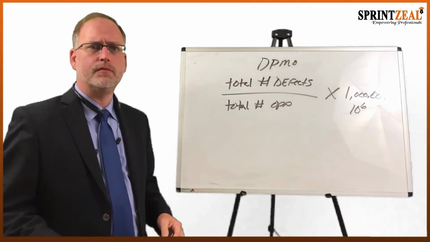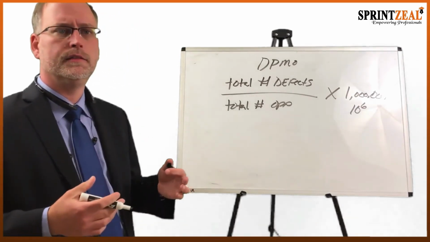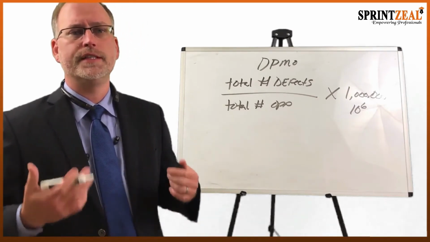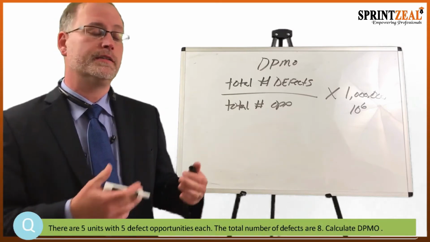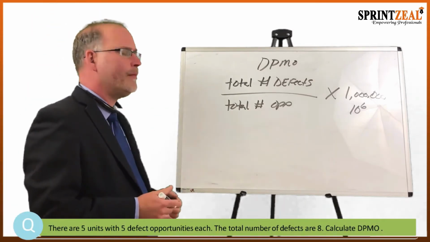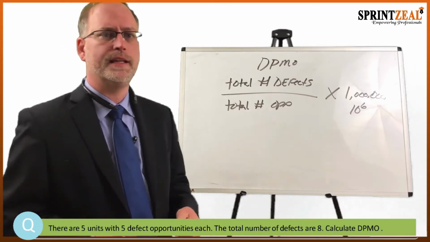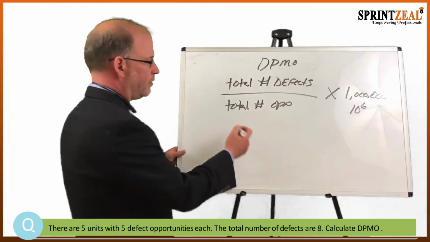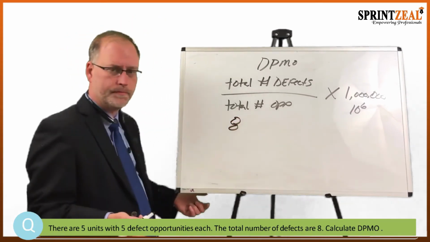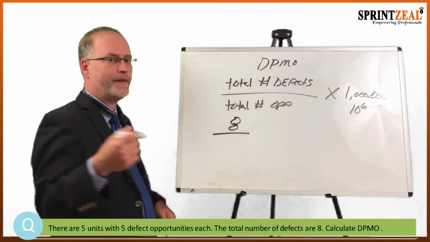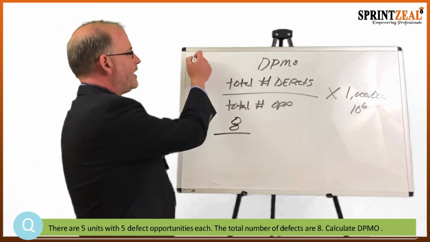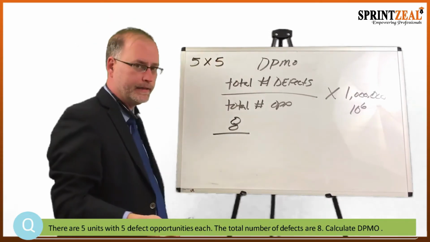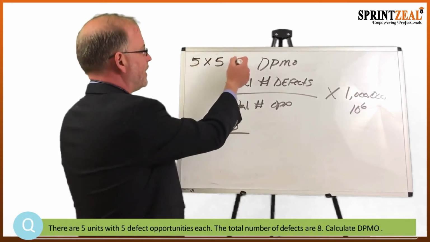So let's say that we have 5 units, and each one of those units has 5 defects or 5 opportunities for defects. So how many defects are we going to have? Well, let's say that we have 8 defects. So what's our total number of defects? Well, our total number of defects is 8. Now, to find the total amount of opportunities, remember that we have 5 units, each with 5 opportunities to create a defect. So 5 times 5 is 25.